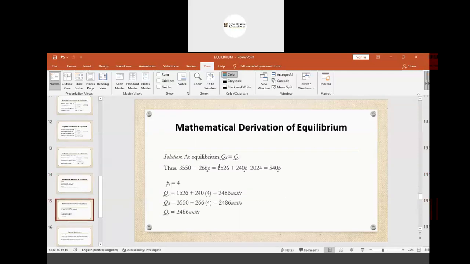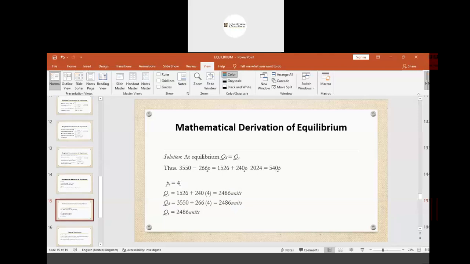Because you know that at equilibrium quantity demanded is equal to quantity supplied, we end up with this equation: 3,500 minus 266p is equal to 1,526p plus 240p, which when we solve, it will be 2,024, which should be equal to 540p. And if we are to solve for equilibrium price, we divide 2,024 by 540, and that will give us the equilibrium price.